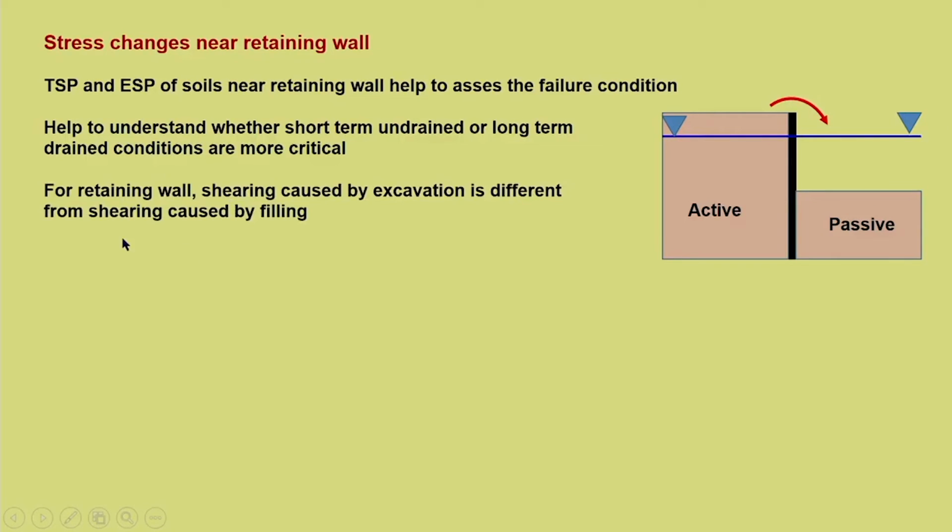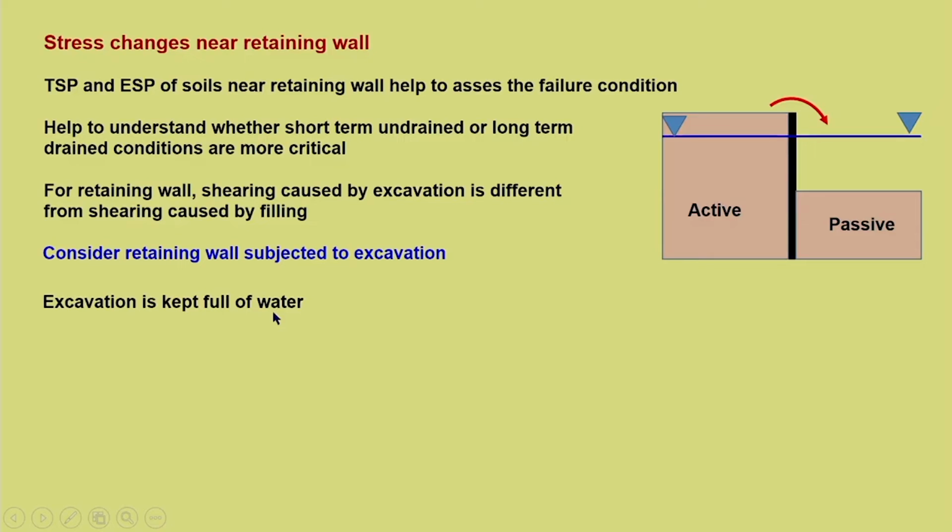For a retaining wall, shearing caused by excavation is different from shearing caused by filling. When you say retaining wall, there are two possibilities: in one case it can get excavated, and in the other case you can have progressive filling of the backfill. In both cases the kind of stress path will be different. So, let us first consider a retaining wall subjected to excavation. We have already seen an example of slope excavation, so it is very similar to that.